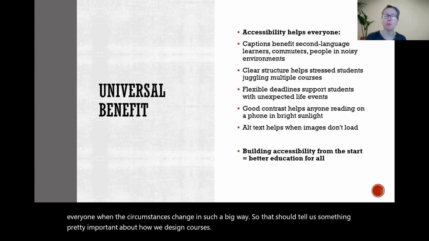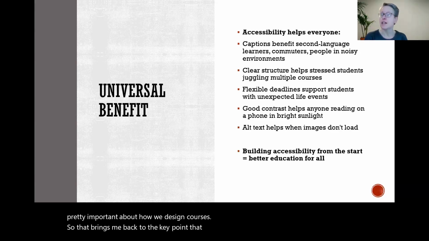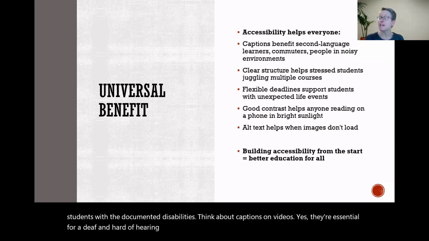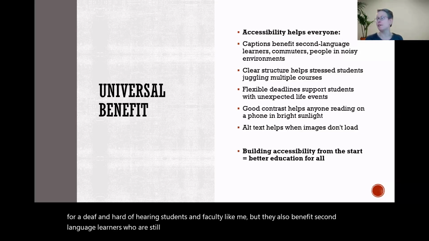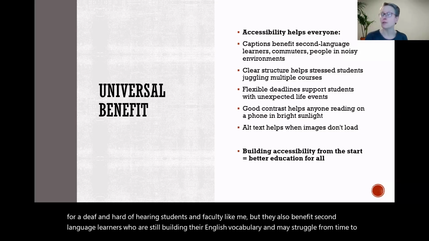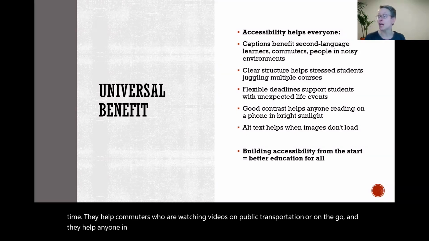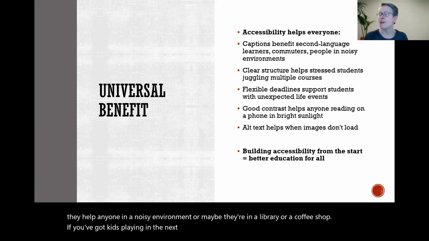So that brings me back to the key point that accessibility really helps everyone, not just the students with documented disabilities. Think about captions on videos. Yes, they're essential for deaf and hard of hearing students and faculty like me, but they also benefit second language learners who are still building their English vocabulary and may struggle from time to time. They help commuters who are watching videos on public transportation or on the go. And they help anyone in a noisy environment, maybe in a library or a coffee shop. Maybe they've got kids playing in the next room. Having captions on videos can be very, very helpful.